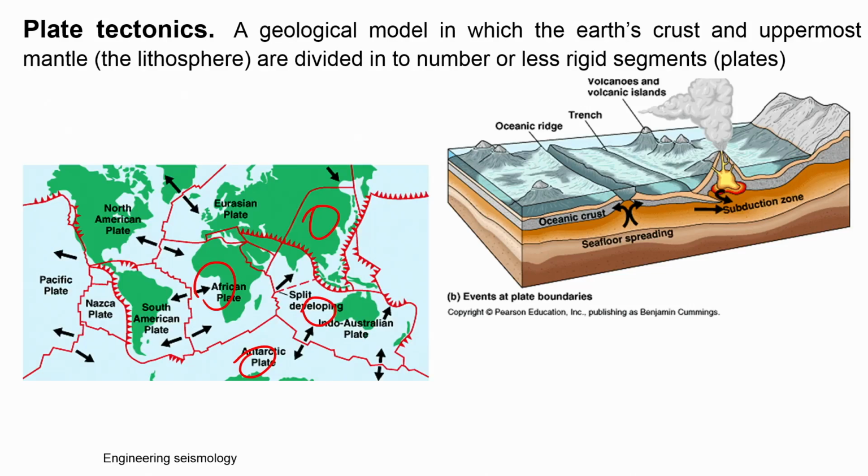Basically, this is your upper crust, which is very responsible for earthquakes, where you can see the oceanic ridge, the trench, then volcanoes, hills, valleys and landforms. These are all common features we can see on the surface of the earth, which occur due to the breakage and movement of these plates, which causes an earthquake.